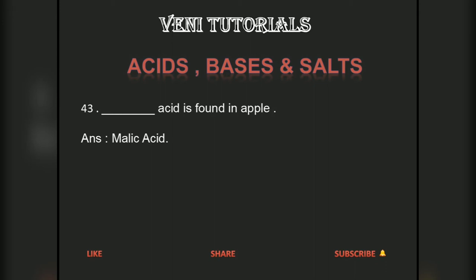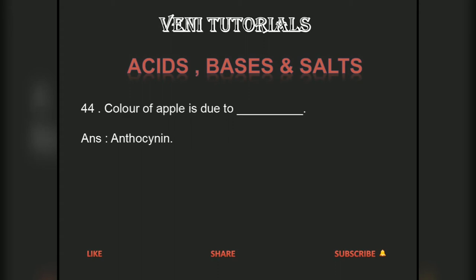Dash acid is found in apple. Answer, malic acid. Color of apple is due to dash. Answer, anthocyanin.